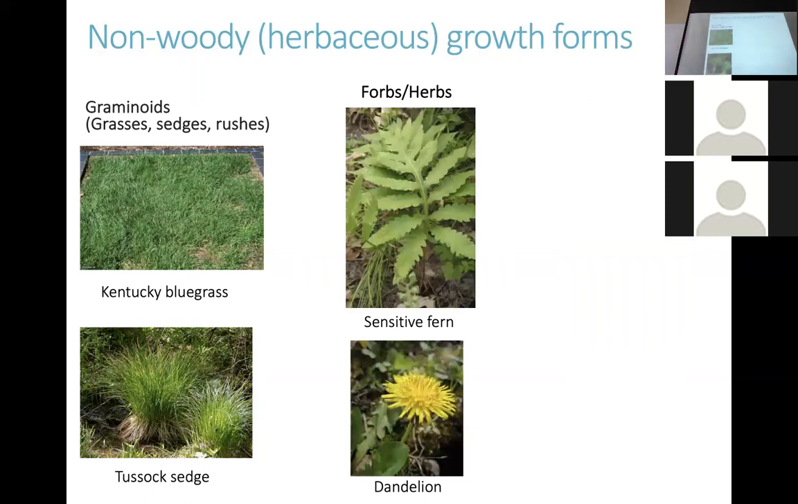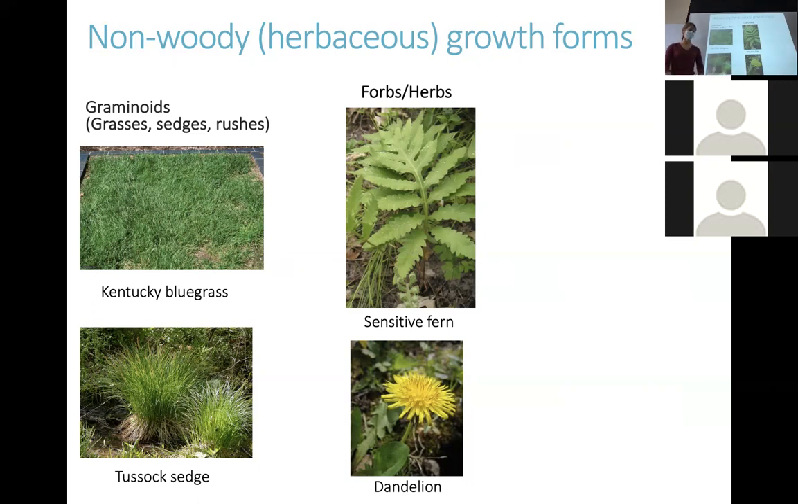And then you have this huge category, generally referred to as forbs or herbs. This includes a ton of different species. So you can include ferns in here. Ferns are not grasses and they're not the third category I'm about to talk about. They kind of don't fit anywhere else. So ferns are a good example of forbs or herbs. A lot of wildflowers, so dandelion, any of the spring wildflowers that you're familiar with.